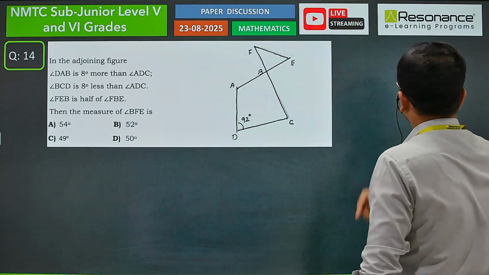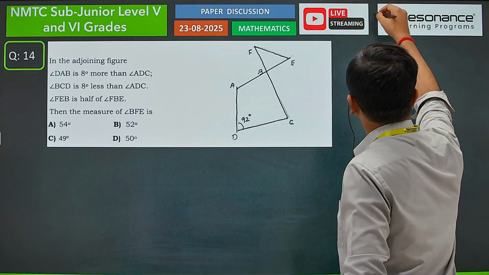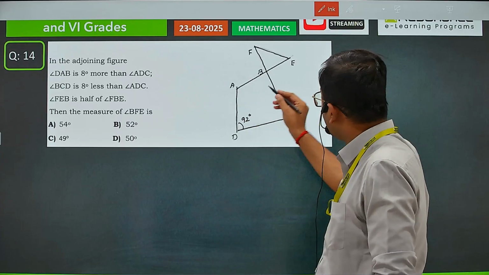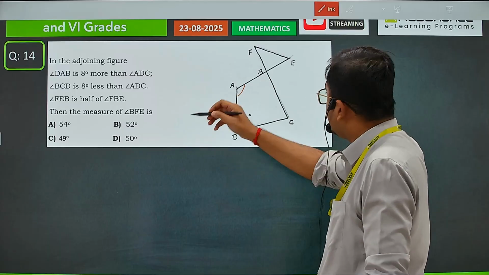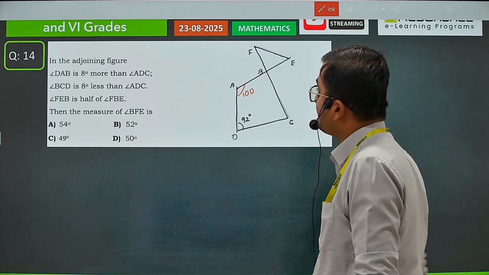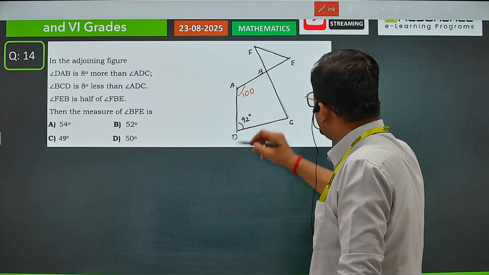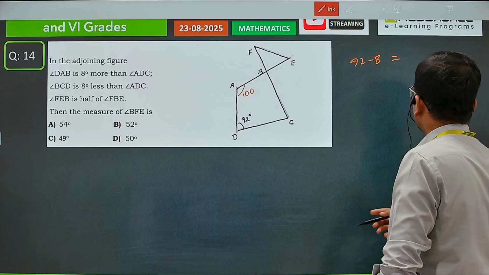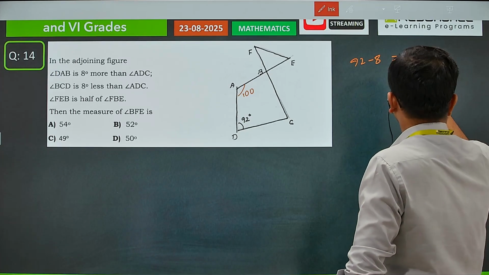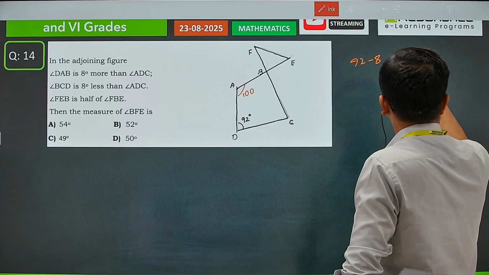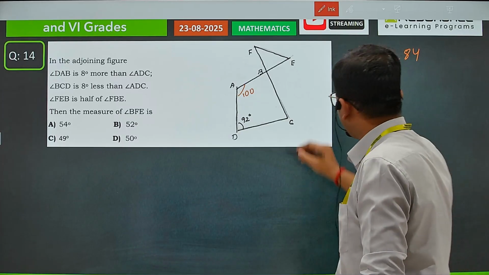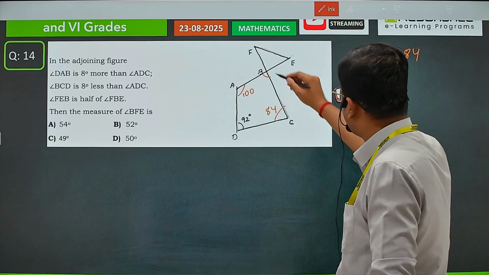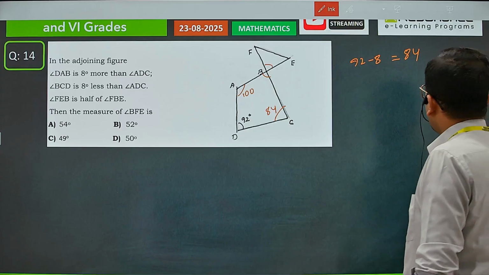Next, moving to the next, a very simple question again. It is given that this angle is 92. They're asking, DAB, that is this angle, is 8 more, so I am getting a very beautiful value of 100. And BCD is 8 less, so 92 minus 8 will give us 84. Yes, absolutely right. Now the job is to find this particular angle by the angle sum property.